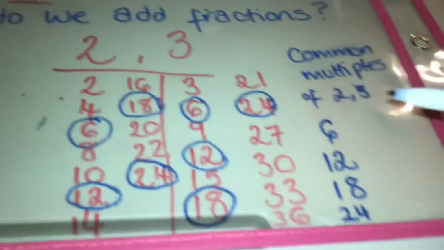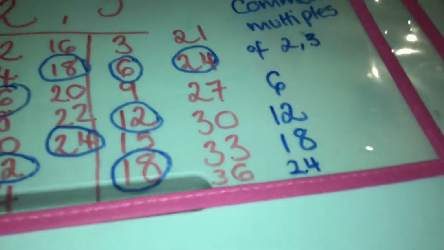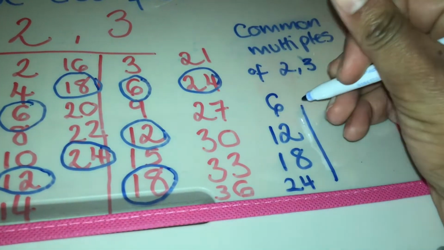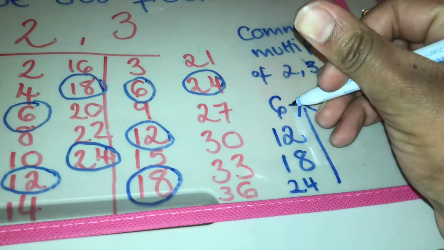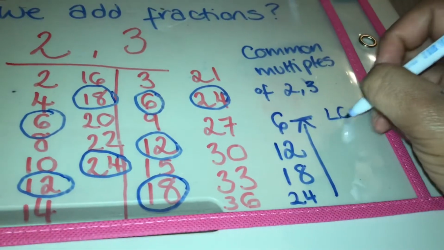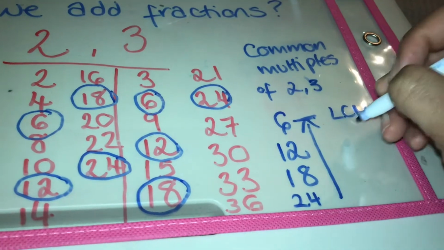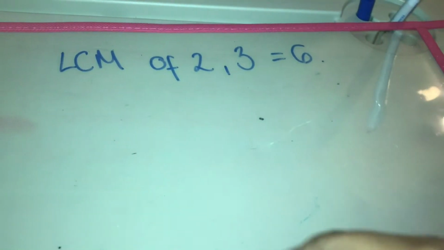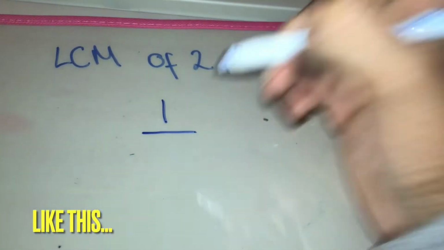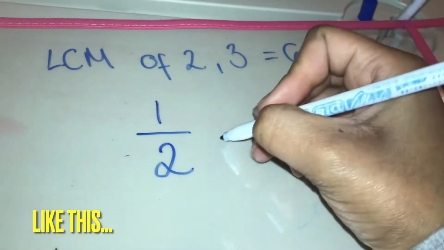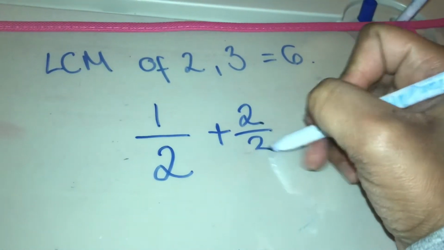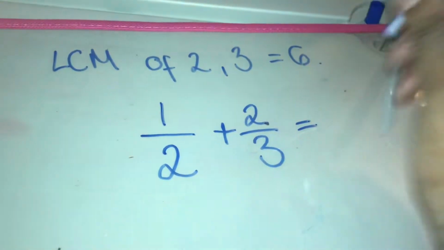Now to find the lowest common multiple, we're going to be looking for the number that is the smallest. So the first one would be 6. Okay, so the lowest common multiple of 2 and 3 would be 6. So when it comes now to adding fractions with unlike denominators, 1 over 2 plus 2 over 3, okay, so we're trying to figure out this problem.